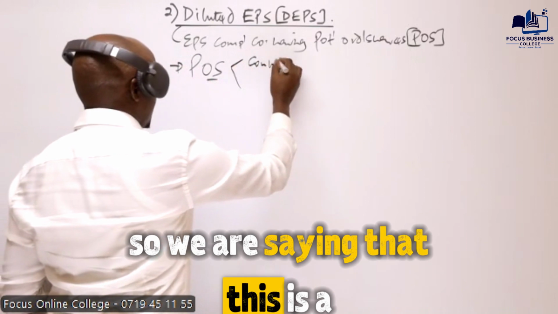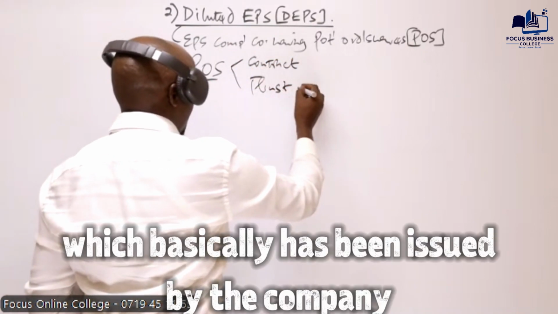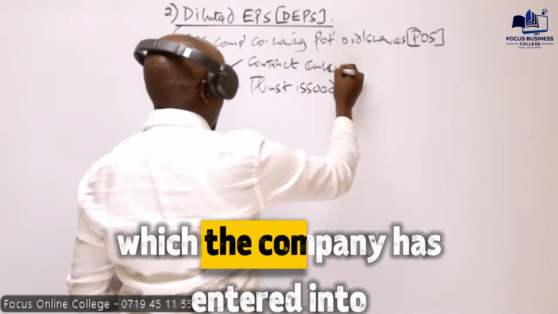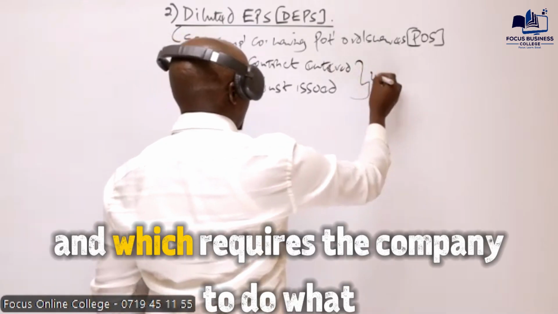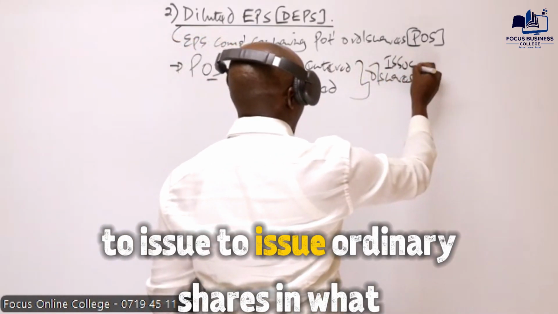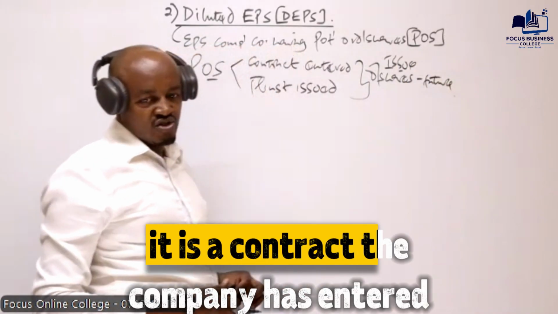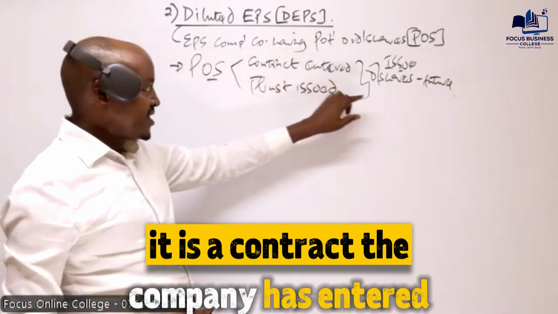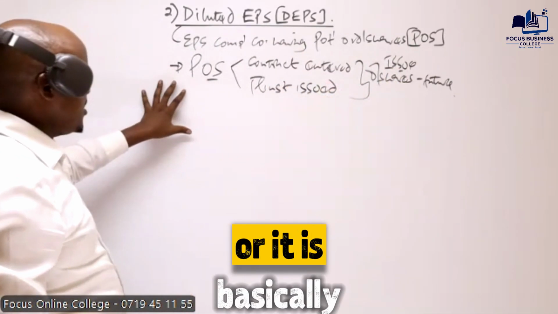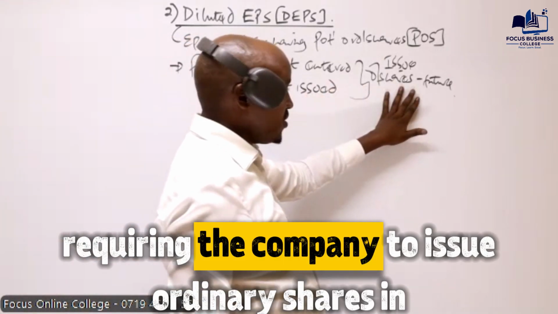So we are saying that this is a contract or a financial instrument issued by the company, or a contract which the company has entered into, and which requires the company to issue ordinary shares in future. It is a contract the company has entered into. That contract requires the company to issue ordinary shares in the future, or it is a financial instrument issued by the company requiring the company to issue ordinary shares in the future.